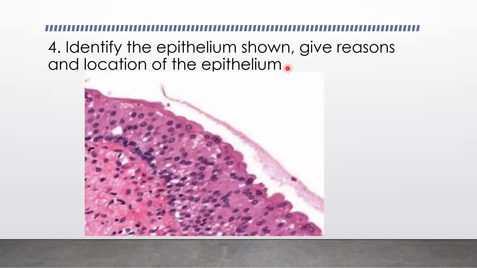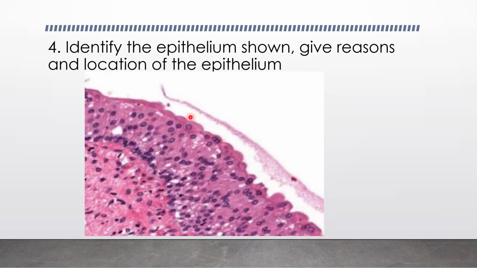Identify the epithelium shown, give reasons and location of the epithelium. The epithelium shown at this point, I'd like us to appreciate, first of all, is stratified. Then you can see bumpy appearances on the apical end. You can appreciate binucleation. The apical cell is binucleated. This is one cell that is binucleated. This other cell is binucleated, and this other cell is binucleated.